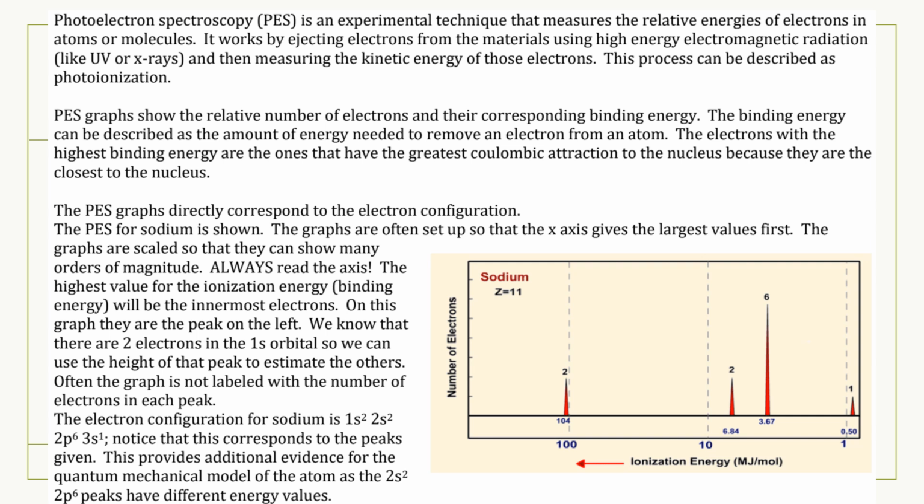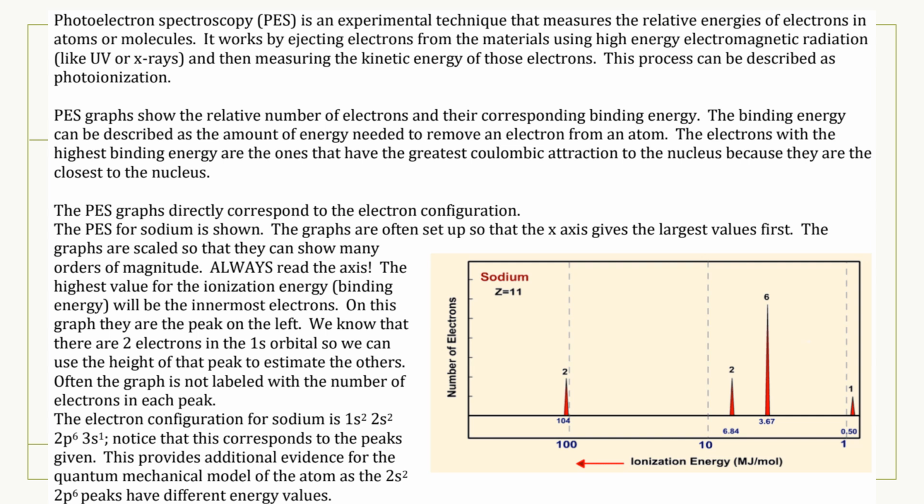Photoelectron spectroscopy is an experimental technique that measures the relative energies of electrons in atoms or molecules. It works by ejecting electrons from materials using high energy electromagnetic radiation, like UV radiation, and then measuring the kinetic energy of these electrons. This is called photoionization.